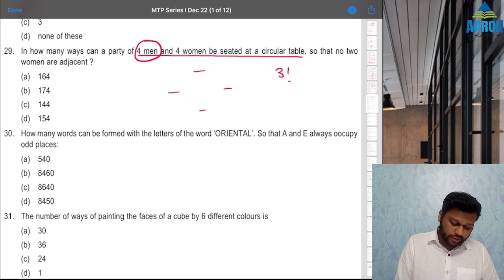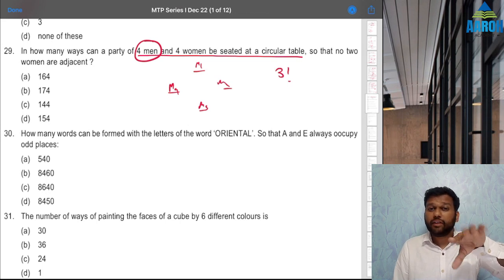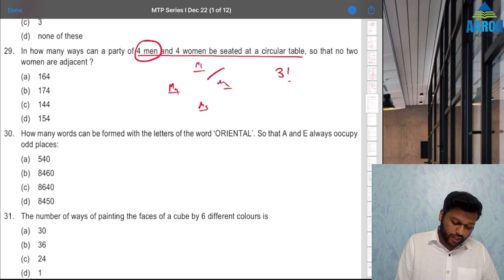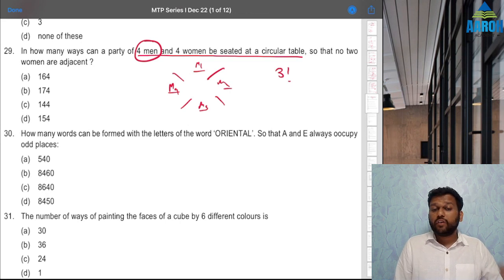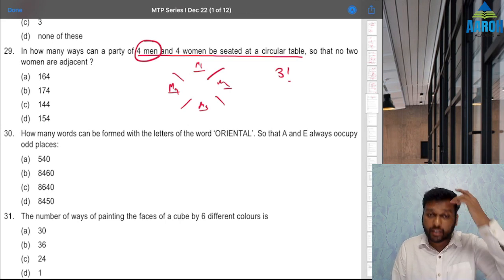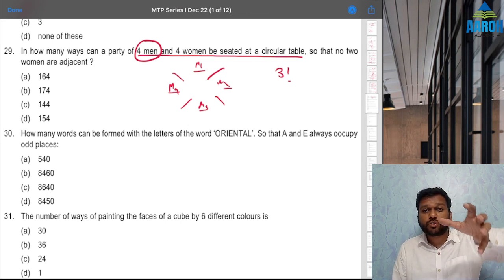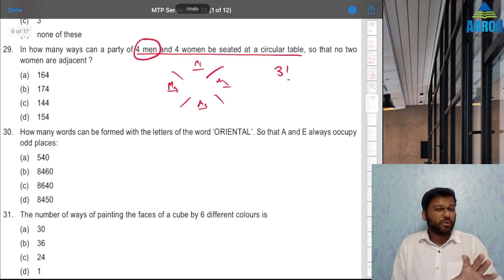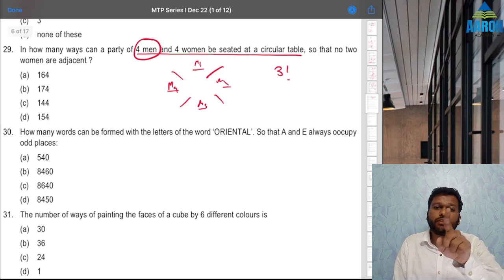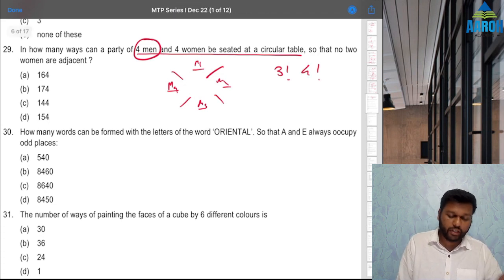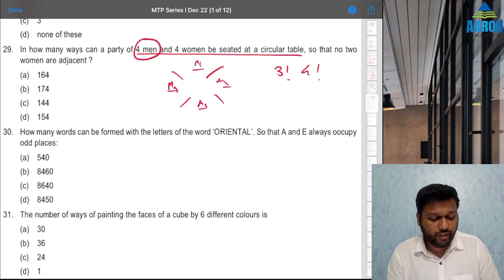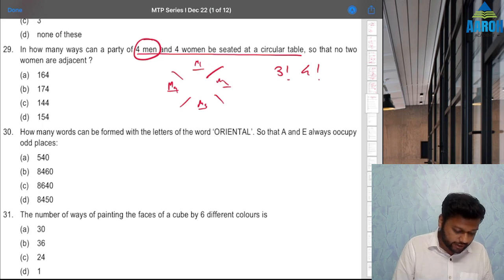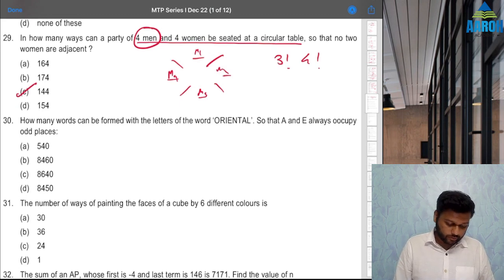Now men are fixed, so M1, M2, M3, M4. Now we have to arrange the women in between 2 men, right? So 1, 2, 3, 4. Now this is not circular permutation, understand? Men are fixed, so we cannot rotate women without moving them. So this is just regular permutation, 4 factorial. So 3 factorial into 4 factorial, 6 into 24, 144 is the correct answer, option C.